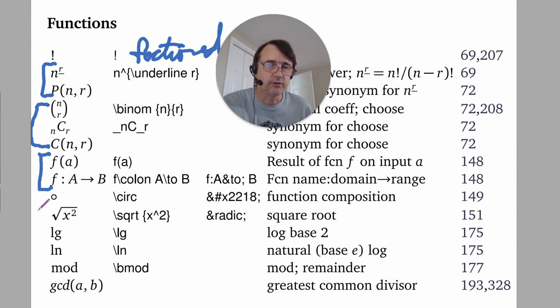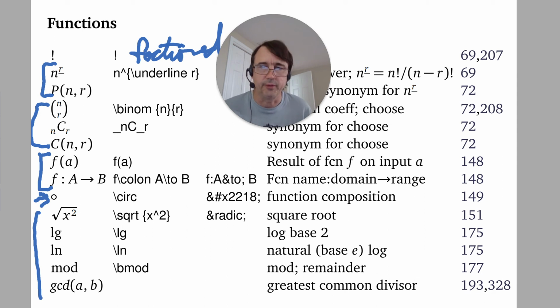In defining function notation, there's also composition of functions, where we apply one function and then another, indicated by a circle, to make the new function from the two old functions. And then here are some very common functions that we've used. Square root, log, both base 2 and natural log. lg is the one that we use most often in computer science, the log base 2.